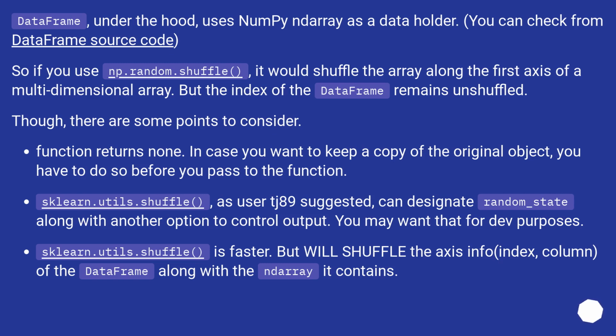sklearn.utils.shuffle, as user TJ89 suggested, can designate random_state along with another option to control output. You may want that for dev purposes. sklearn.utils.shuffle is faster, but will shuffle the axis info, the index column of the data frame, along with the array it contains.